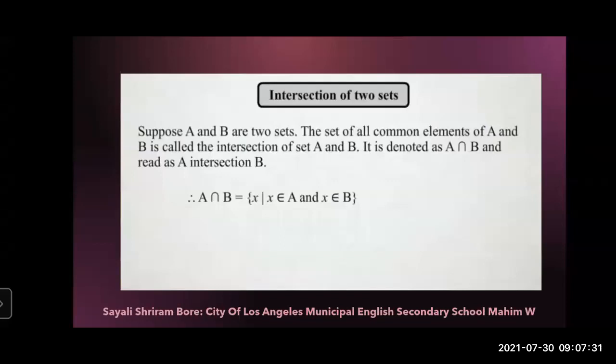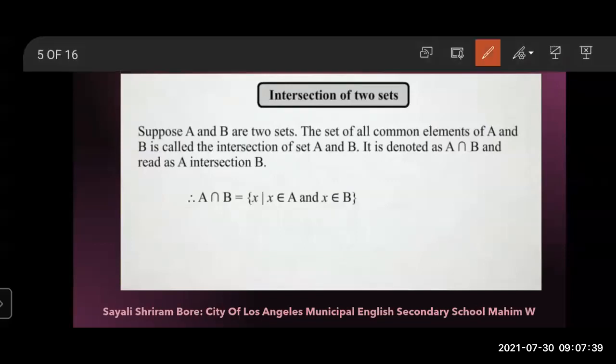Now we'll see first, intersection of two sets. Now, what is the definition? Okay, because you should know the definition. And while writing this set, you should know the notation, how it is written. Okay, so suppose A and B are two sets. The set of all common elements of A and B is called the intersection of sets A and B.